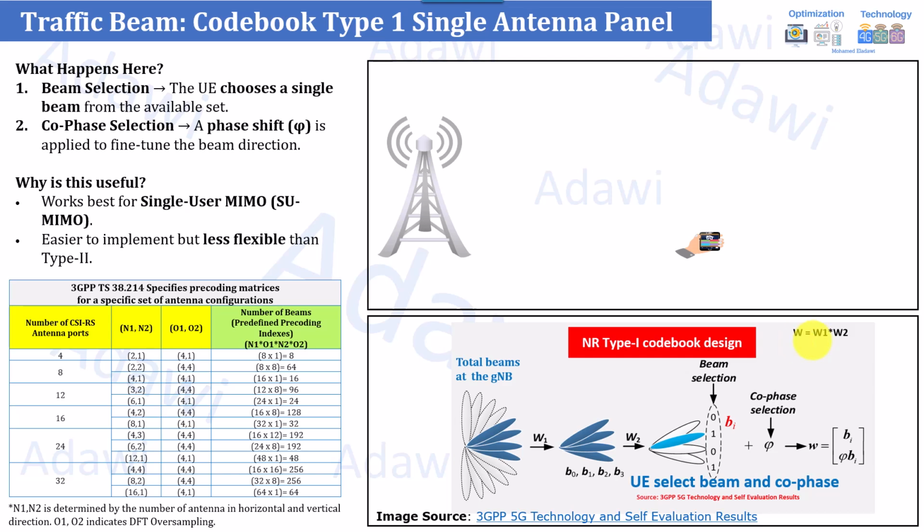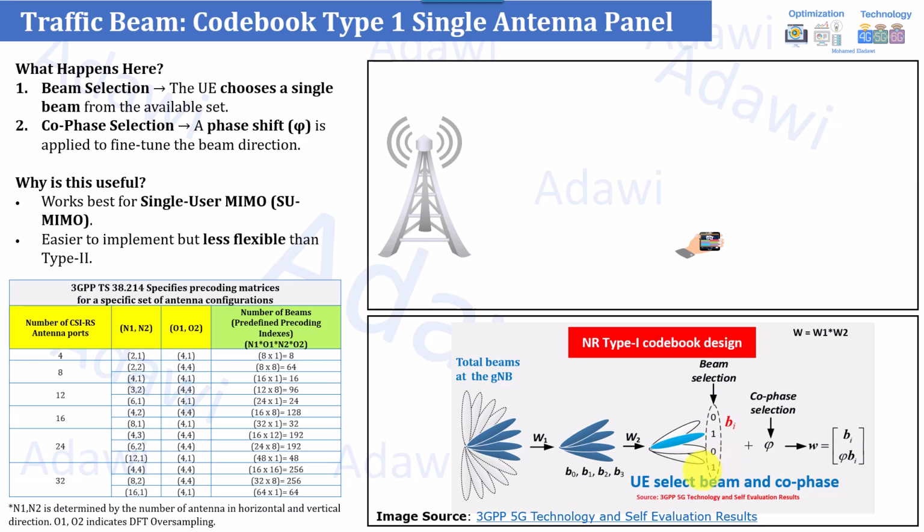W is a product of W1 multiplied by W2. W1 is usually called long term because it is updated every 100 milliseconds, while W2 is called short term because it is related to the phase change, which is updated almost every 1 millisecond. So in general, as you can see here, the total gNBs is here. Then W1 will be selecting, for example, 4 beams, starting from B0 till B3, assuming this is a beam indication I, for example. And you have the W2.